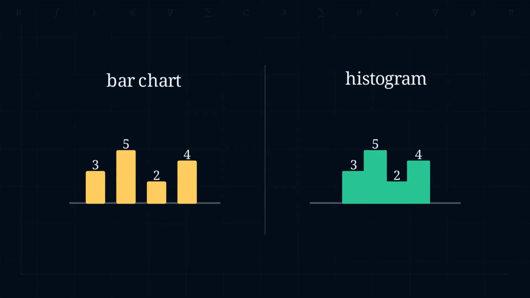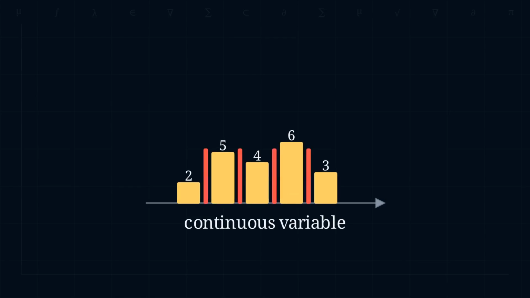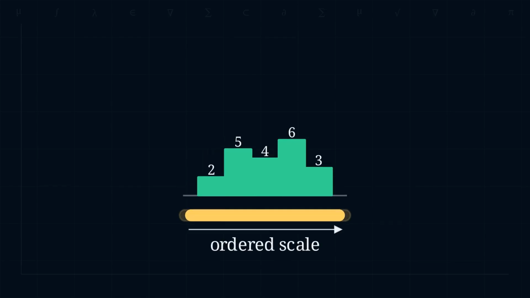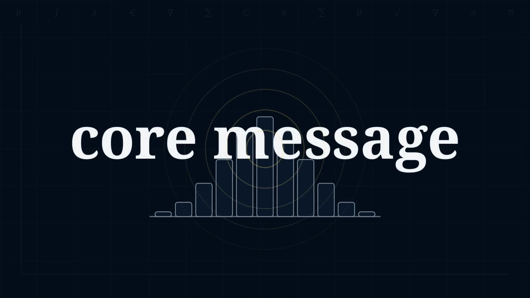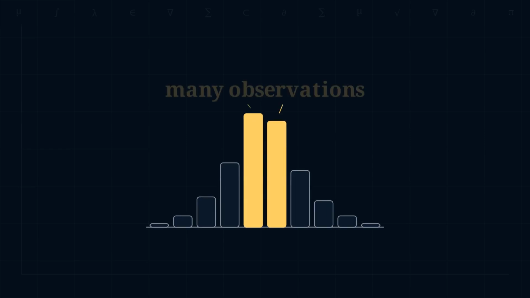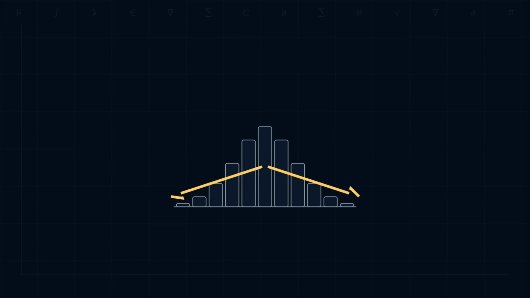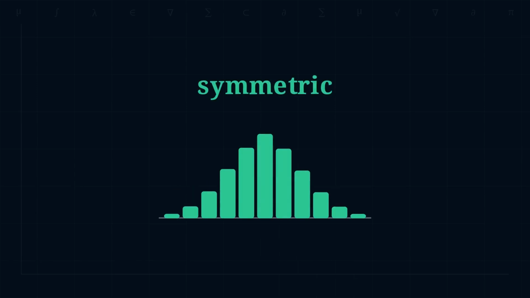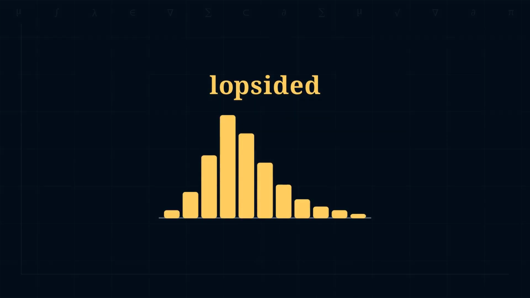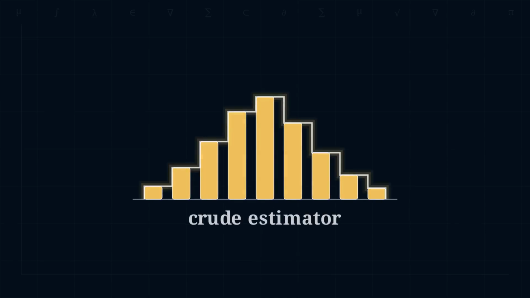Unlike a bar chart with separated categories, histogram bars touch because the underlying variable is continuous, or at least ordered along a scale. The shape is not decoration. It is the core message. Peaks point to values or ranges with many observations. Valleys show where data are scarce, and the run of the bars to the left and right tells you about symmetry versus lopsidedness. A histogram is a crude estimator of the probability landscape behind your sample.